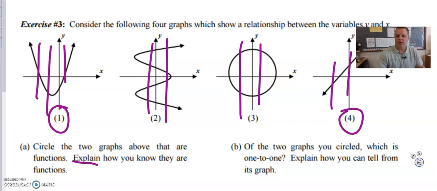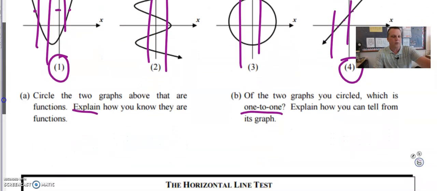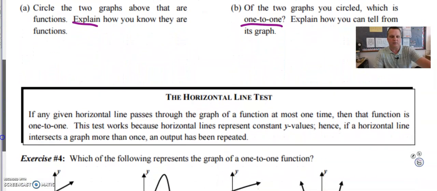Okay? B, of the 2 graphs you circled, which is one-to-one. So one-to-one functions, remember, can only have one single y value. So if I look at the first one, if I'm looking at this y right here, I have a y value here and here. So there's more than one of them, so it can't be number 1. But if I look at all the y values here, in choice 4, that one is going to be 1-to-1 because they only have one output value. So explain how you can tell from the graph. Because there is only one output value for each input value. So remember, if I go too fast, pause it, slow it down.